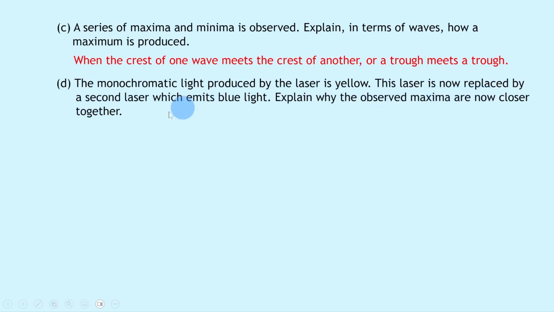Part D says the monochromatic light produced by the laser is yellow. This laser is now replaced by a second laser which emits blue light. Explain why the observed maxima are now closer together.